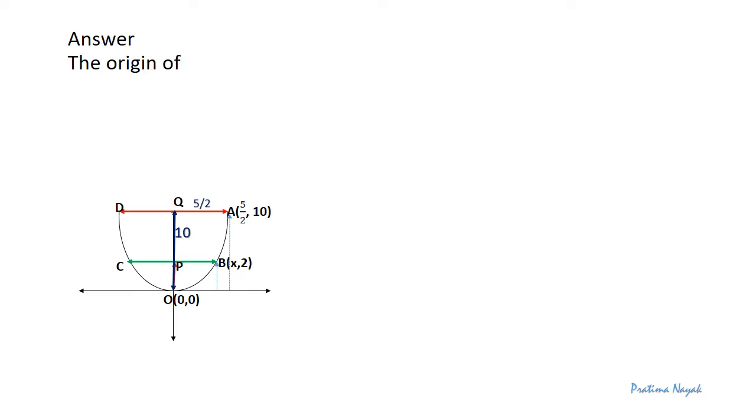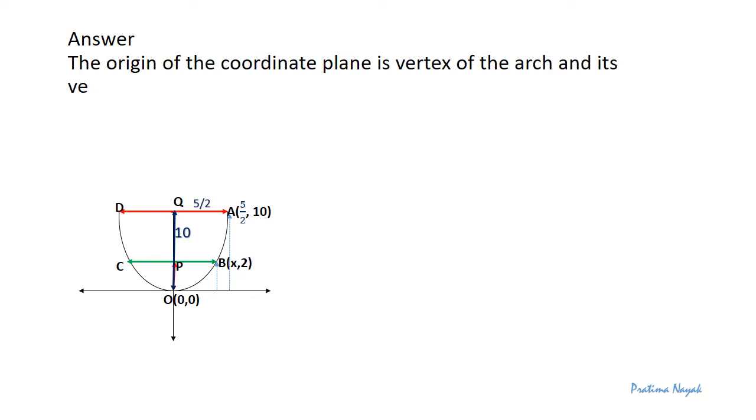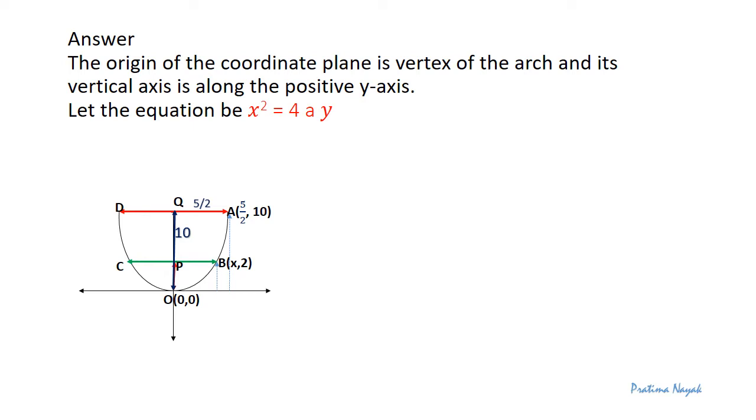The origin of the coordinate plane is taken at the vertex of the arch in such a way that its vertical axis is along the positive y-axis. So the equation will be x square is equal to 4ay. It is given AD is equal to 5, OQ is equal to 10, OP is equal to 2 and we have to find BC. So we can find BP, and BC is equal to double of PB. So how will we start? Take the point A, its coordinate with respect to origin is 5 by 2, 10, because AD was 5.